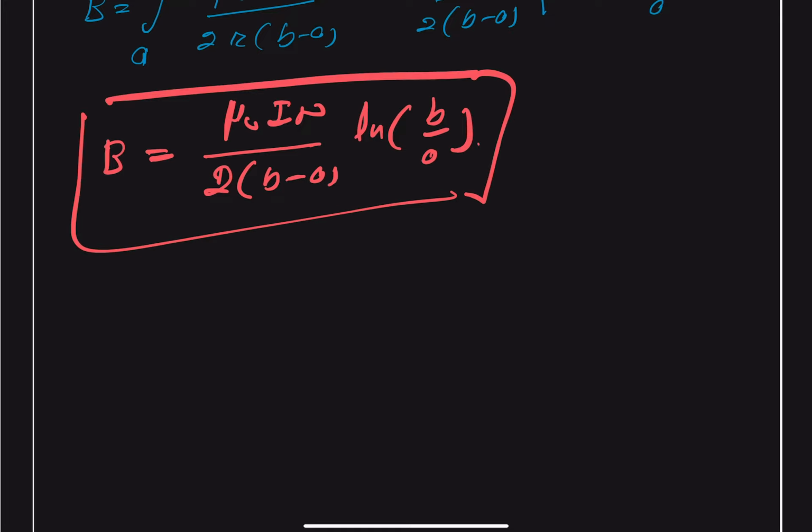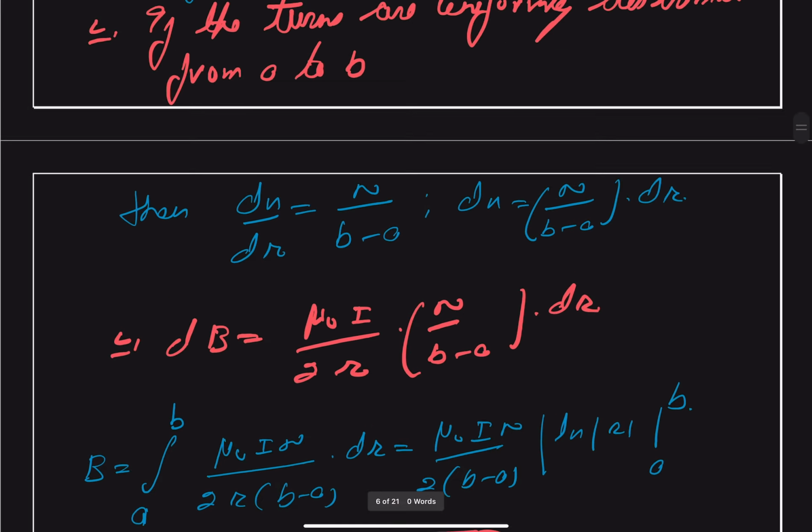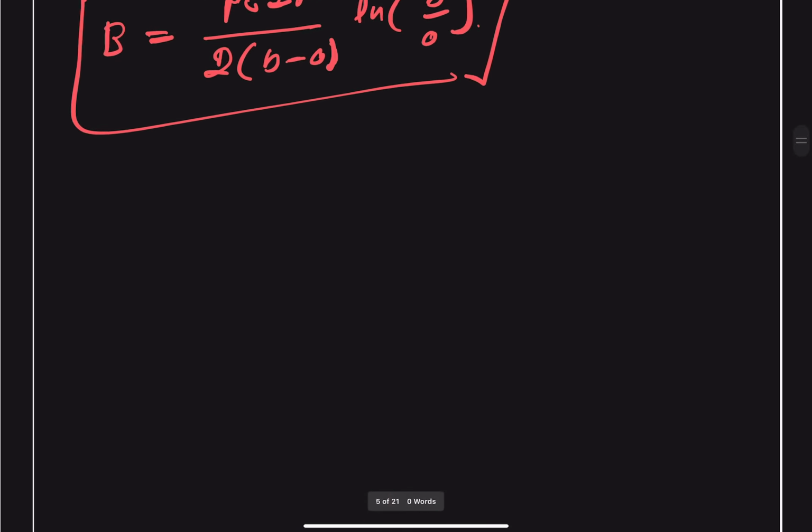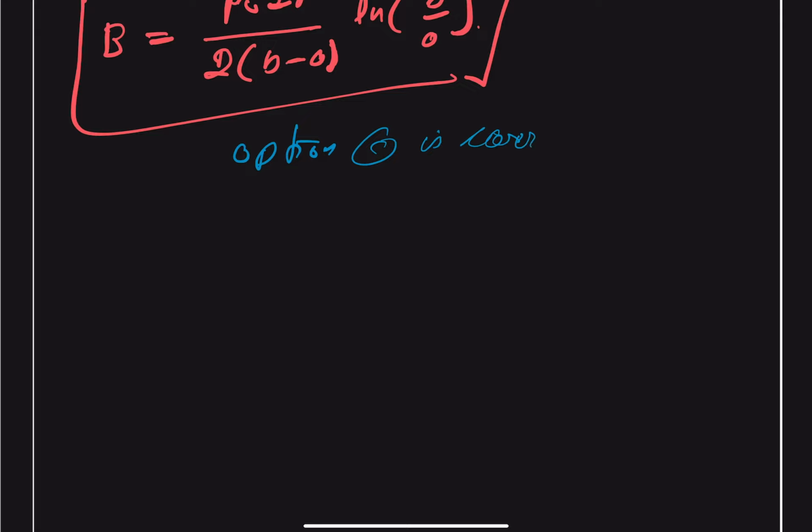So this is our magnetic field due to a spiral, and among the options available to us, option number C is the correct one. Option C is correct.